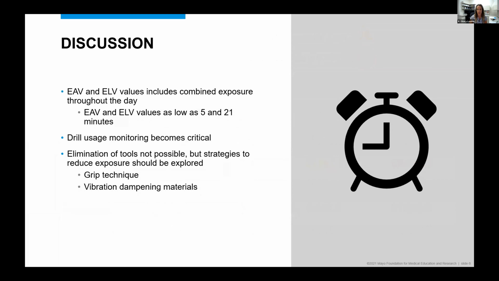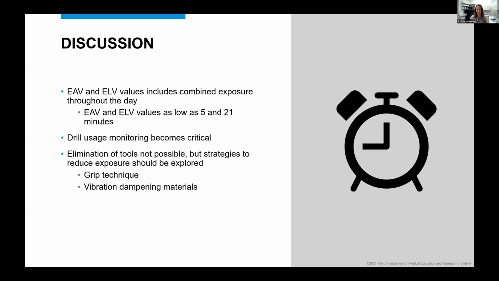The EAV and ELV values are established by the Control of Vibration at Work regulation, which is a European standard. They represent the maximum amount of time a surgeon should be exposed at the measured vibration level. This includes the combined exposure throughout the day, with the EAV value being reached in as little as 5 minutes and equipment termination being reached in 21 minutes. A surgeon may reach the EAV limit within a single surgery. Because of this, drill usage times become critical.